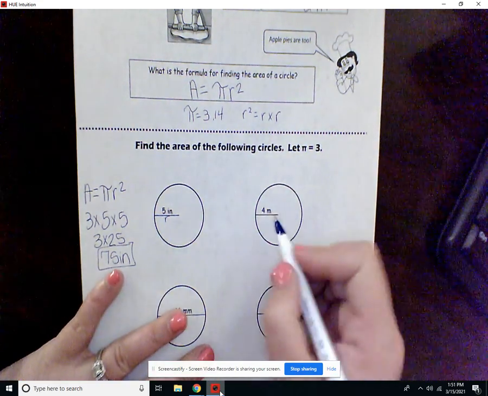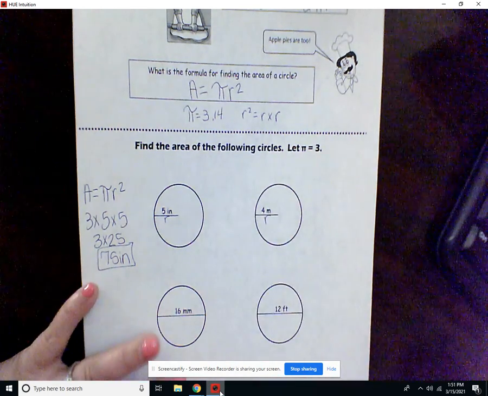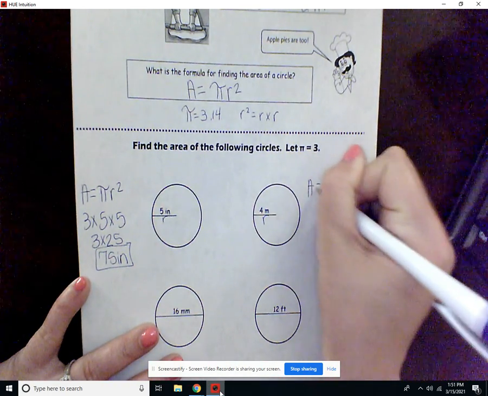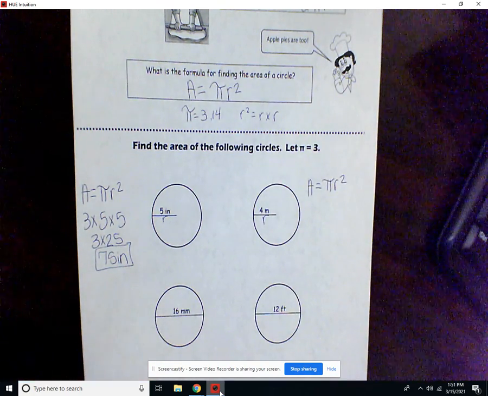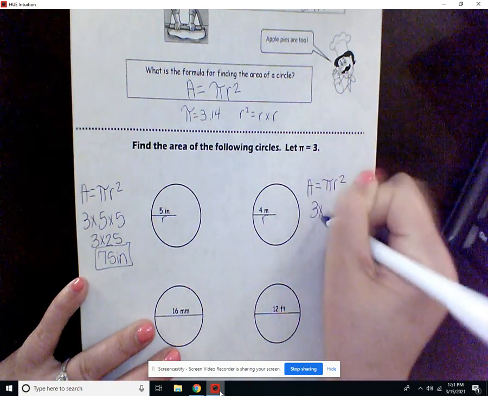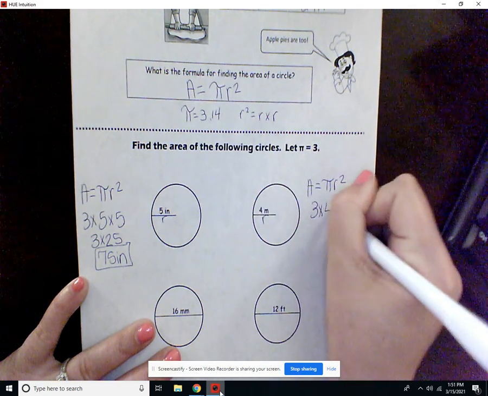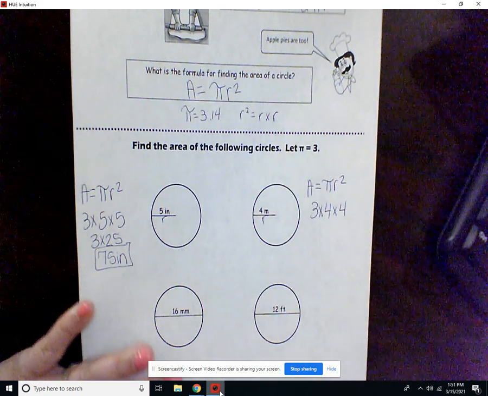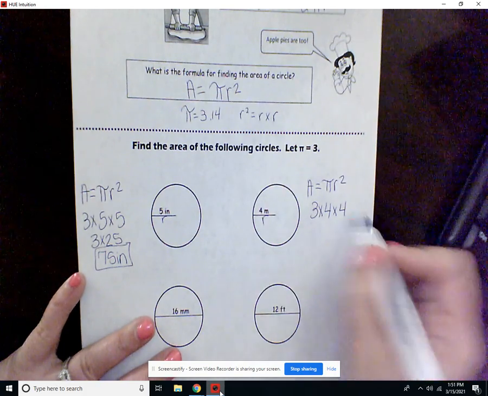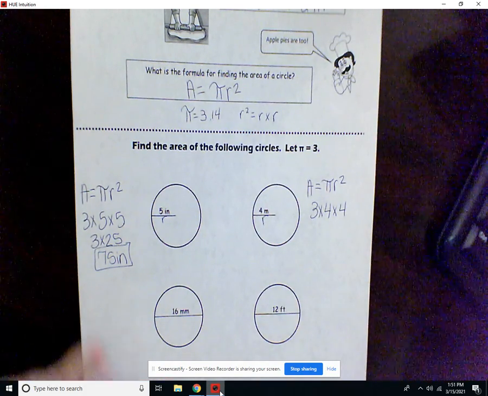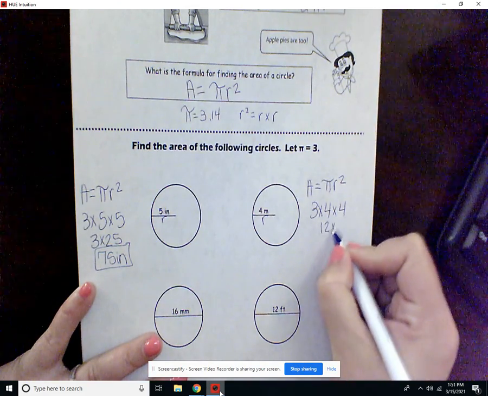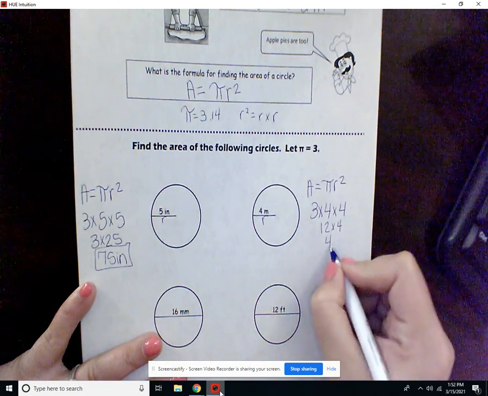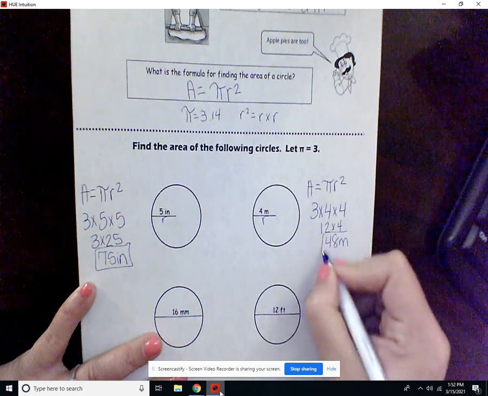Okay, so let's look at 4. 4 is a radius. So again, write our formula, A equals pi r squared. We'll replace everything with numbers. Pi is 3. Our radius is 4. We write that down two times. Doesn't matter how you multiply, just multiply them together. I'm going to do 3 times 4 this time, which is 12. 12 times 4 is 48 meters.